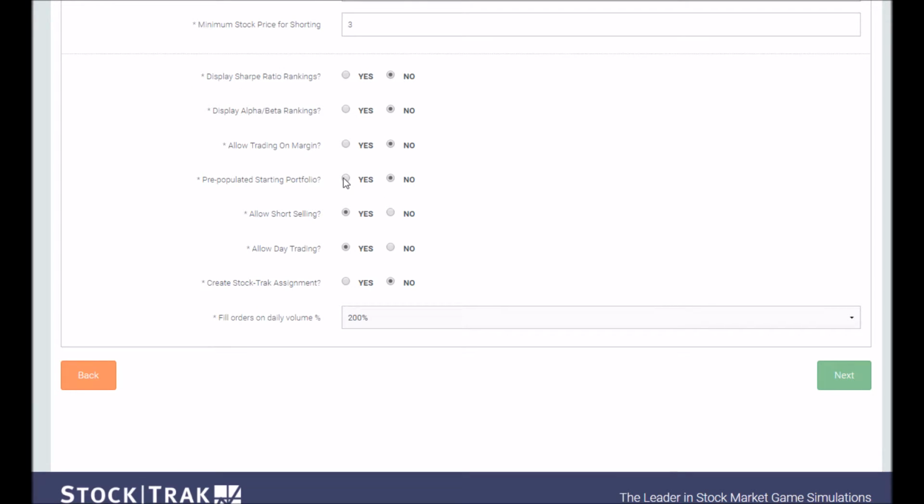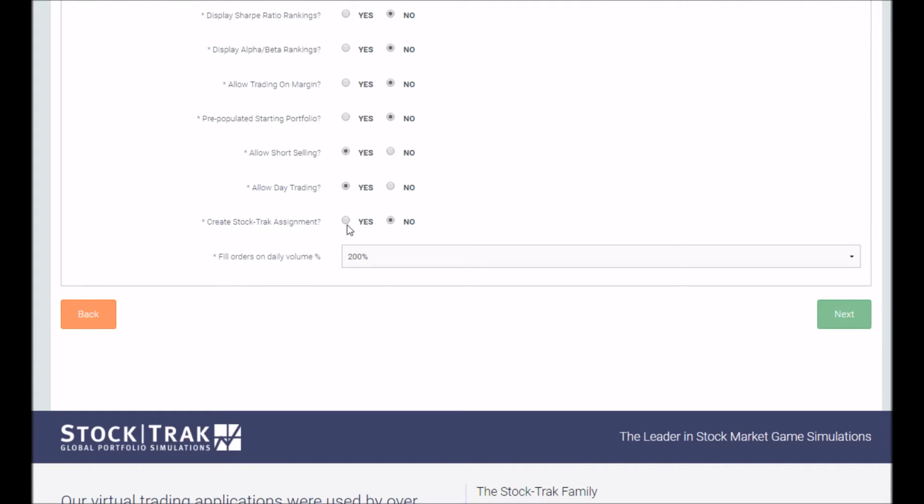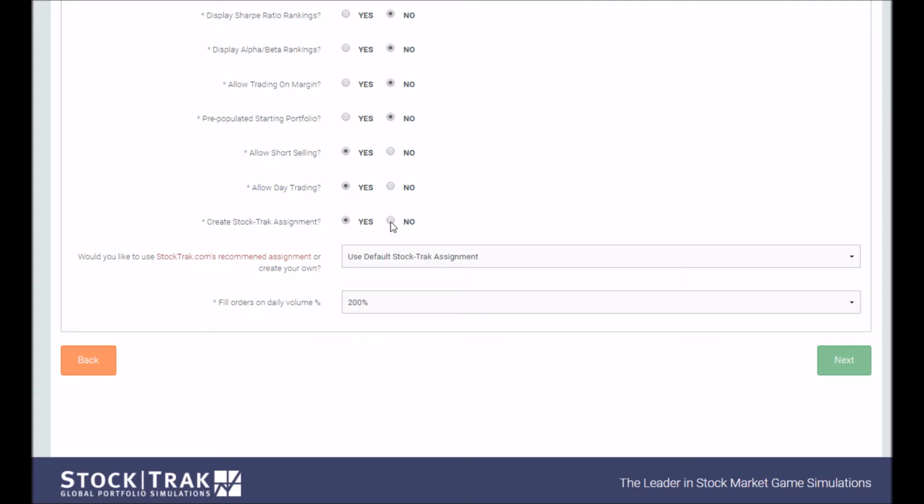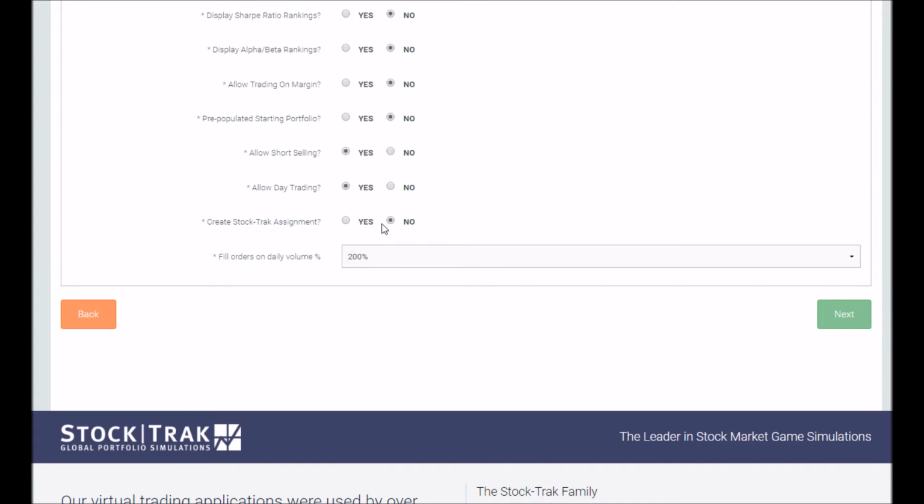You're also able to set up a pre-populated starting portfolio. For example, some professors like to build a benchmark portfolio and then have their students buy and sell from that to start with instead of just giving them cash to begin with. Next, you can choose whether or not you want to allow your students to short sell and day trade. You can also create an assignment. You can also create an assignment later if you don't want to create one now. So for now, we'll just say no.